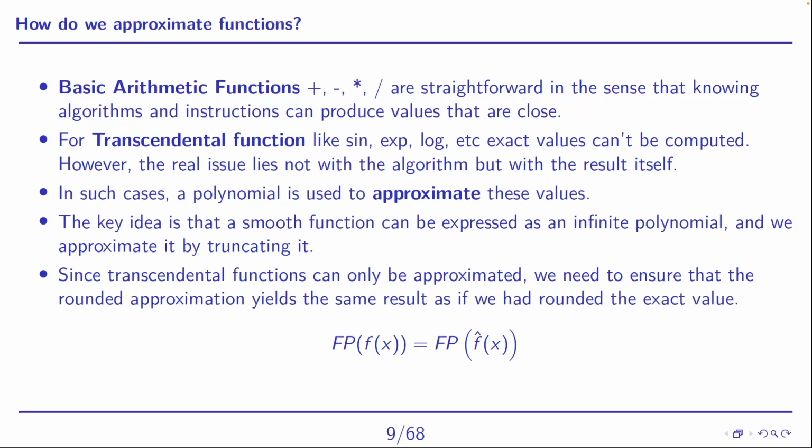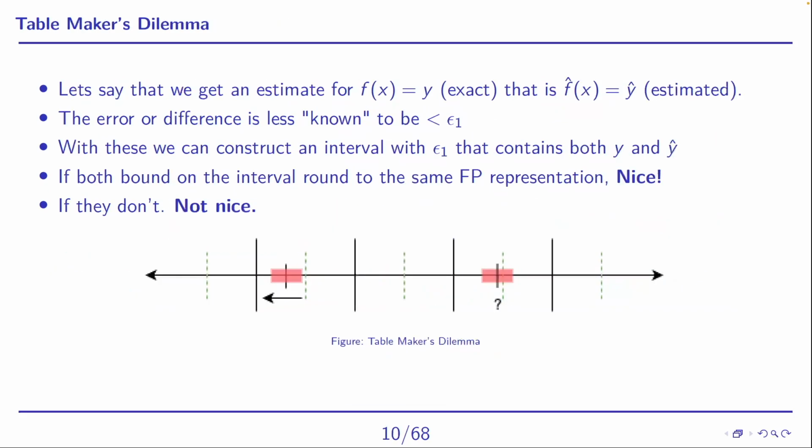So the problem here becomes, well, for correct rounding, I need an exact value, right? I need to make sure that the exact value is rounded correctly. But if I can't have an exact value, that means that my approximation has to round to the same place that my exact value should round to, without knowing the exact value. So that's the problem with transcendental functions, and it's a pretty interesting thing to consider.